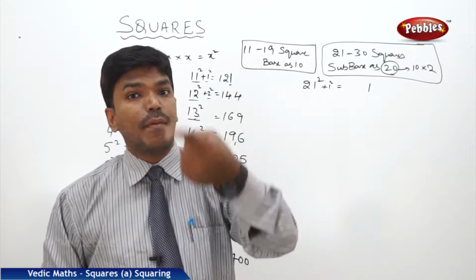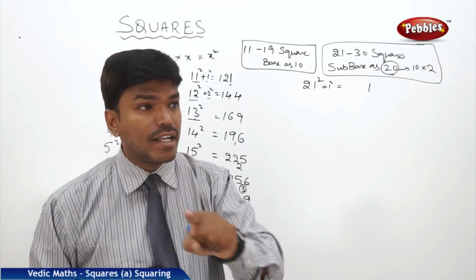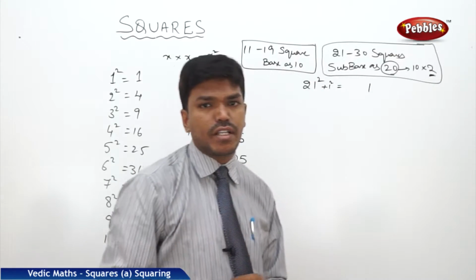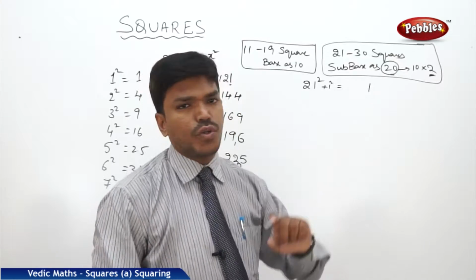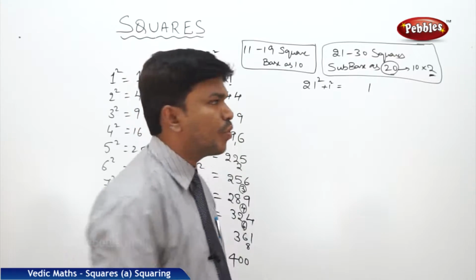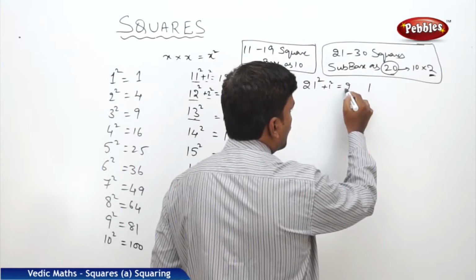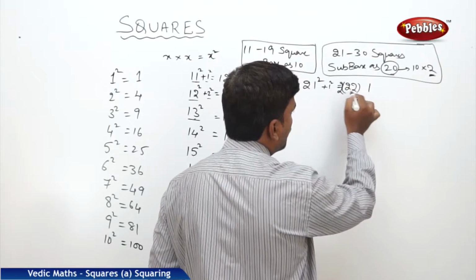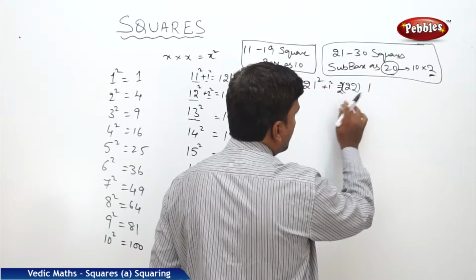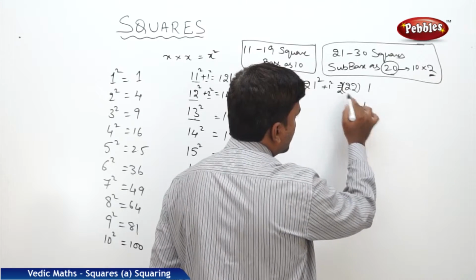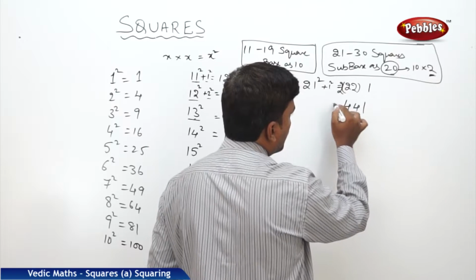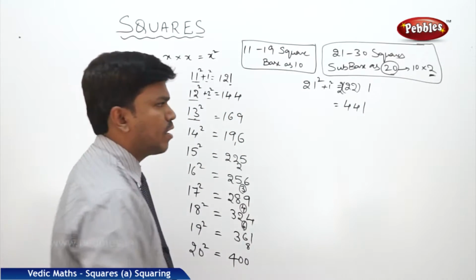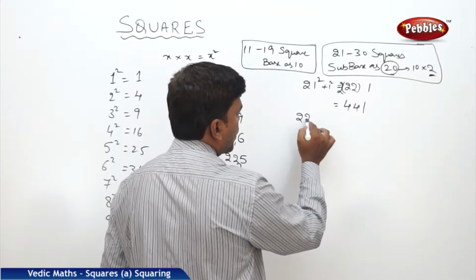But whatever be the sum you are going to get after adding the main number with the excess number, you need to make it a double. Why? Because it is a multiple of 2, the base which you are taking. So you need to multiply with the 2. So 22 into 2. You got 21 plus 1, 22. Now this 22 is multiplied with 2. Right? So drop 1 as it is. 2 into 22, 44. So 21 square is how much? 441.